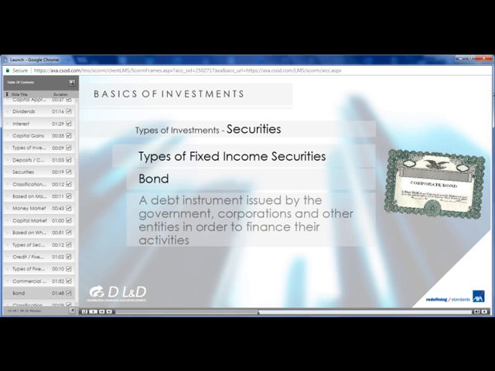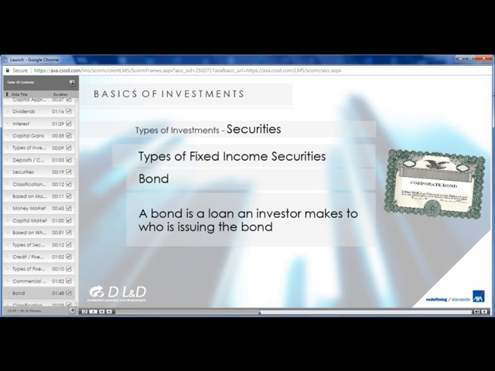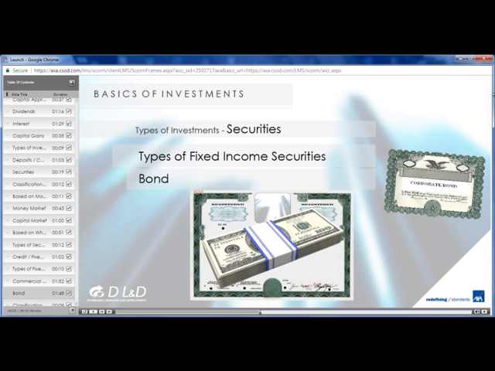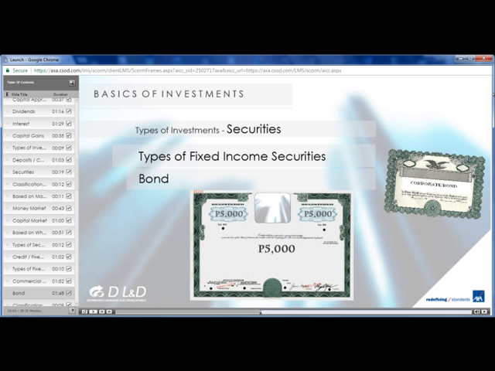Bond. A bond is a debt instrument issued by the government, corporations, and other entities in order to finance their activities. Quite simply, a bond is a loan an investor makes to whoever is issuing the bond. The price of a bond when it's first issued is basically the amount of money being loaned and is referred to as the bond's face value. In exchange for this loan, the investor receives interest, known as the bond's coupon. Bonds are issued for a specified period of time, for example, 1, 5, or 20 years.